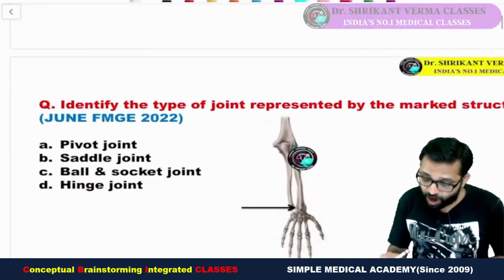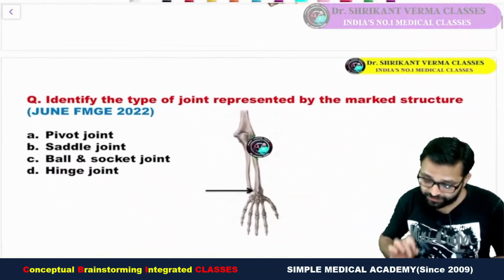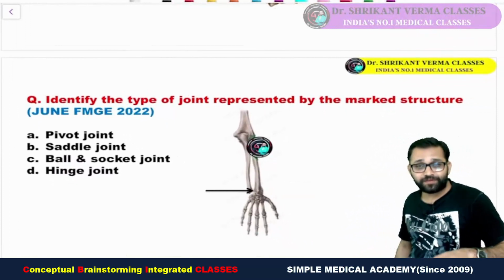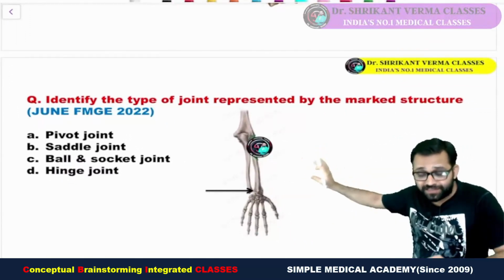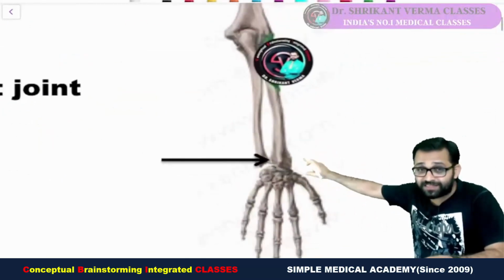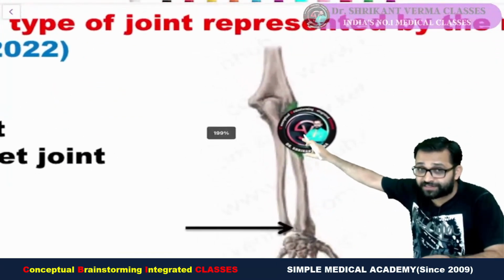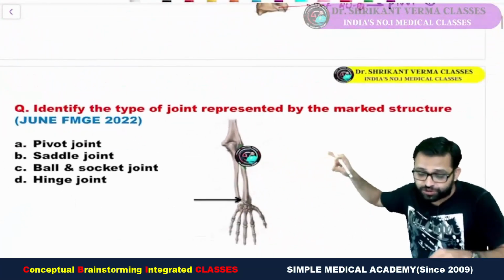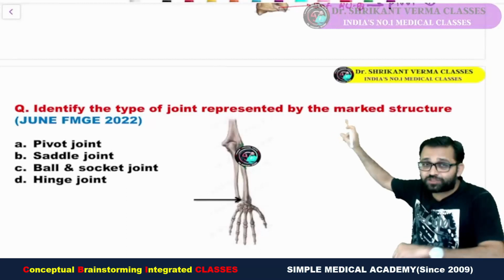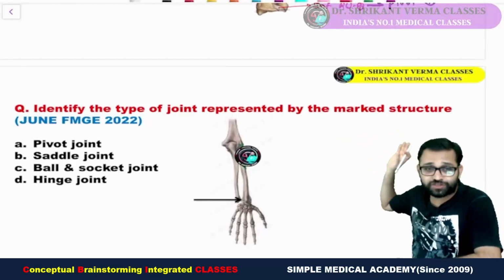See here, how can we guess all these things one by one. Okay, another question, same explanation. Can you see? This is our inferior radioulnar joint and here is the superior radioulnar joint. The question was, identify the type of the joint represented by the marked structure.